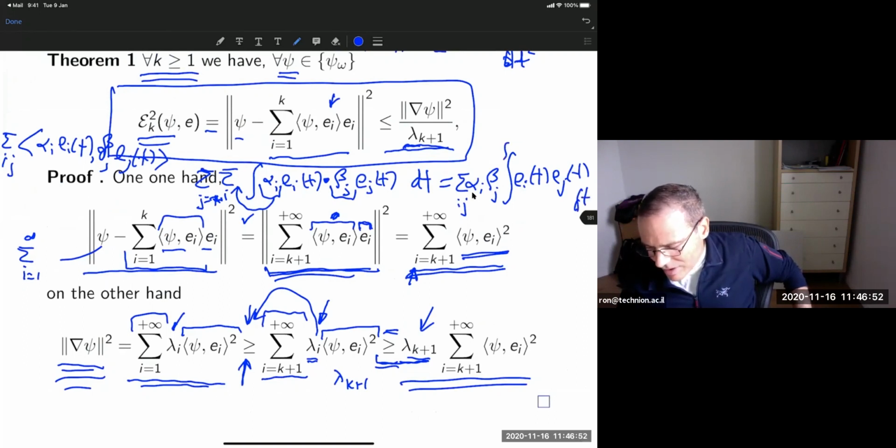Now, what is this? This integration is nothing but delta_ij. It would exist only for delta_ij, when i is equal to j; only then I would get one. Otherwise I would get zero. So in fact, what I would get here is nothing but the sum over i, where I can replace i and j by just i, of alpha_i times alpha_i, which is nothing but alpha_i squared.